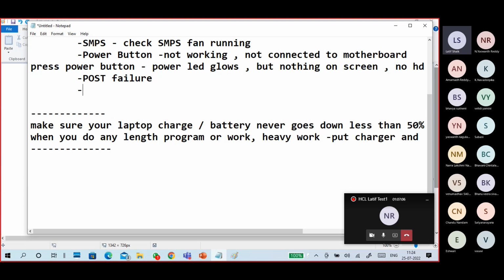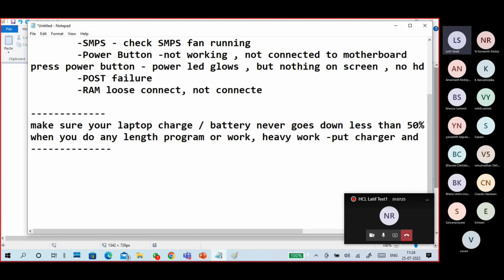So what are the possibilities of POST failure? One is RAM, because of a loose connection, not connected, failed, or incompatible.